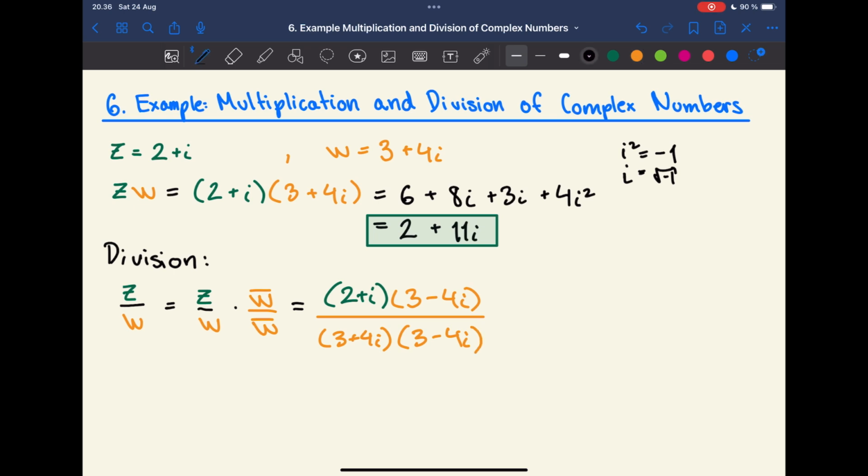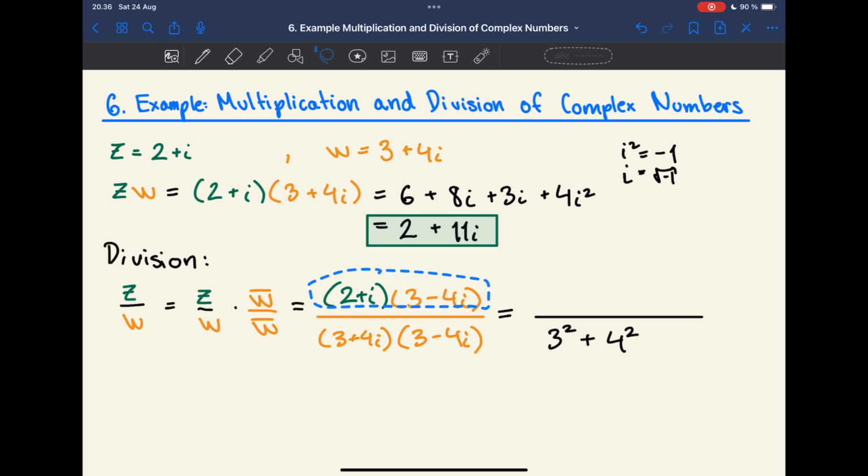Now, if you haven't watched the video about the complex conjugates, I would also recommend doing that, because we're going to use a trick we learned there. And that is that when we multiply a complex number with its complex conjugate, we simply get the real part squared plus the imaginary part squared. So the real part squared, that would be 3 squared, and the imaginary part squared, that would be 4 squared. So what we get in the denominator is purely real. It's a real number.